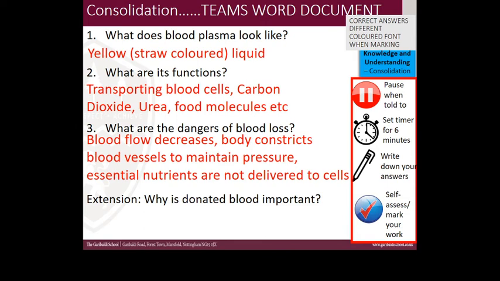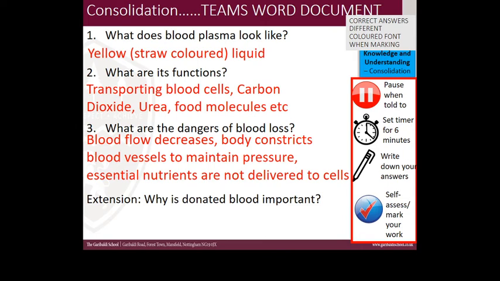Also, essential nutrients will not be delivered to all cells. So the cells won't get the nutrients they need. Sometimes they won't get, for example, glucose, which is sugar, which is used for respiration and energy. So if those cells don't have any energy, they can't do their job. They can't function properly.